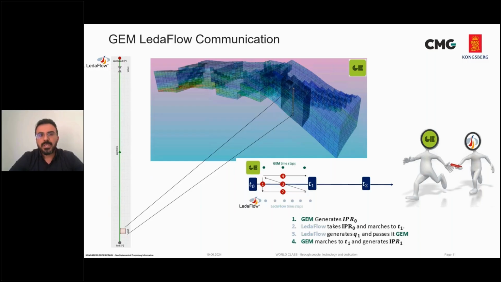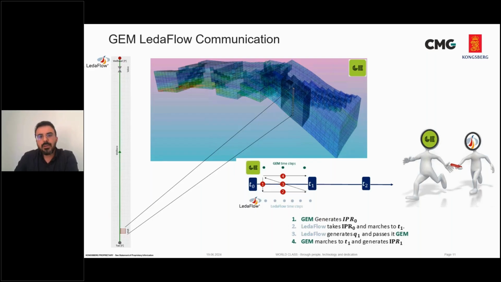So about the communication between GEM and LedaFlow, how that communication is happening, we typically look at the bottom hole location when you couple your perforated interval in the GEM model with the well device zone that you have in the LedaFlow wellbore model. In that communication, at time 0, GEM initializes the model and generates the first IPR information. And that IPR information will be passed to LedaFlow to march to the first time step.